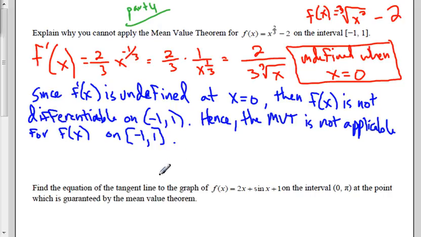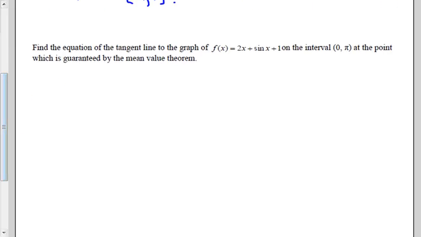Find the equation of the tangent line to the graph f of x equals 2x plus sine x plus 1 on the interval from 0 to pi at the point which is guaranteed by the mean value theorem. Okay, so we have to find the slope at that value, and then we can use the point of tangency, and from there we can use the equation of the line. So let's come up with that.